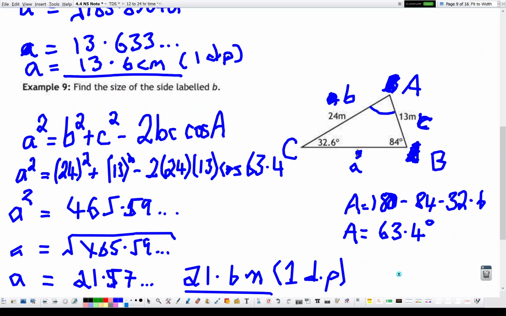It's page 30-ish. It's the page which says using the cosine rule to find a side. So page number 30.